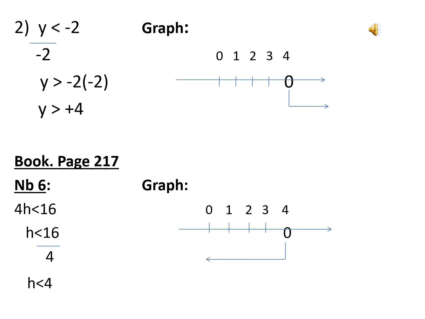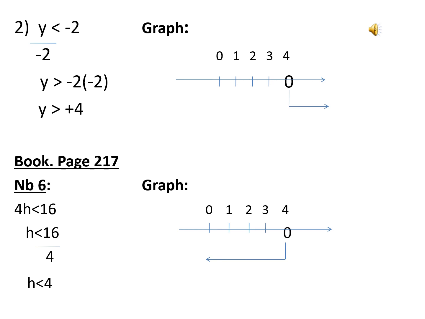Number 2. y over negative 2 is less than negative 2. To solve for y, I'm going to multiply negative 2 by negative 2. But don't forget to reverse the inequality symbol, since negative 2 is a negative number. y is greater than positive 4. To graph the solution, we start with an open circle at 4, then we draw an arrow going to the right to represent all real numbers that are greater than 4.